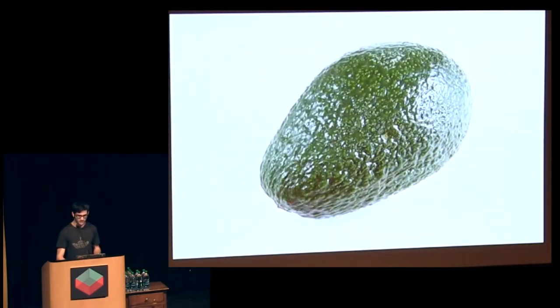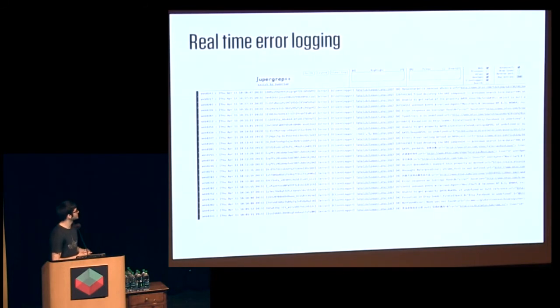Let's get into some of the tools that we use for this. So our first line of defense is a tool called Supergrep. It's a real-time error logging tool. It's a very simple tool. All it's really doing is tailing log files, right?